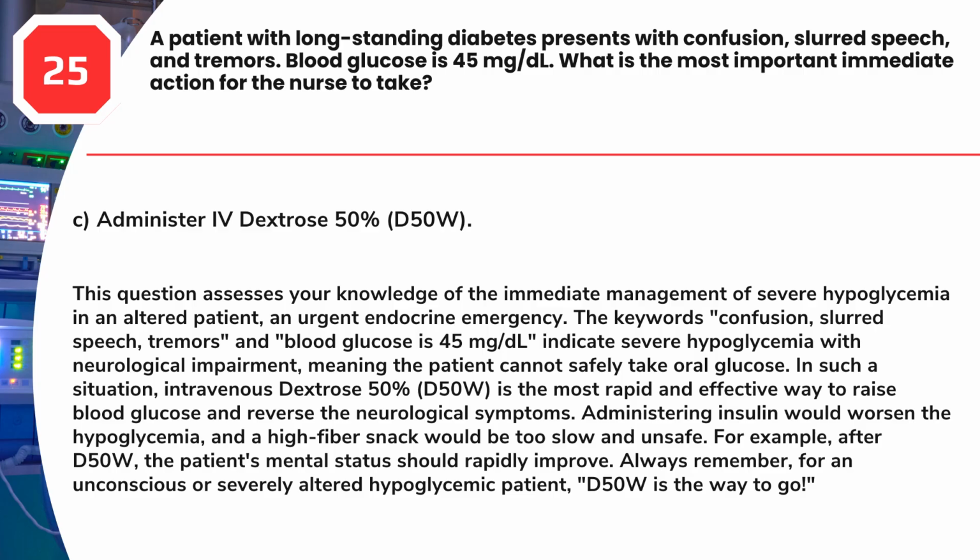In such a situation, intravenous dextrose 50%, D50W, is the most rapid and effective way to raise blood glucose and reverse the neurological symptoms. Administering insulin would worsen the hypoglycemia, and a high-fiber snack would be too slow and unsafe. For example, after D50W, the patient's mental status should rapidly improve. Always remember, for an unconscious or severely altered hypoglycemic patient, D50W is the way to go.